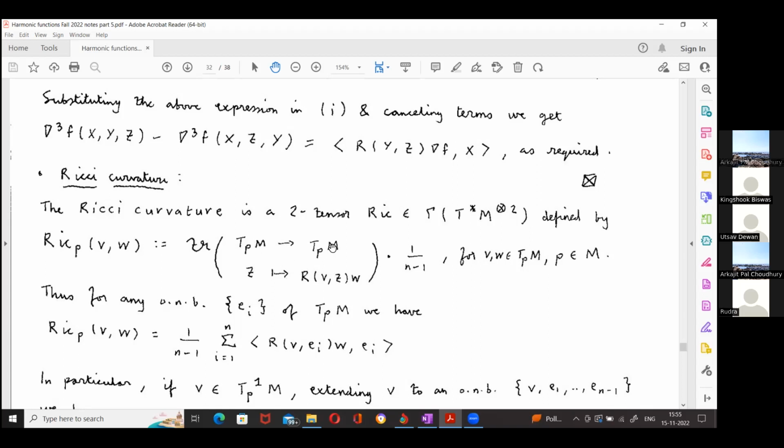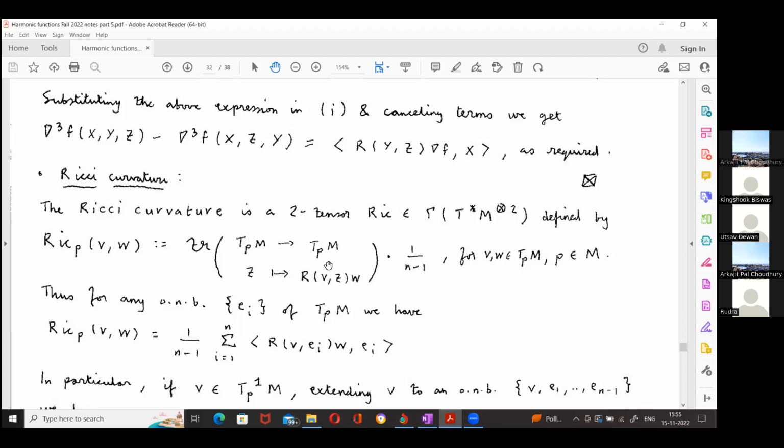So this is an endomorphism from TpM to TpM, right? Then we take its trace, and we divide by n minus 1. So this is the Ricci curvature.